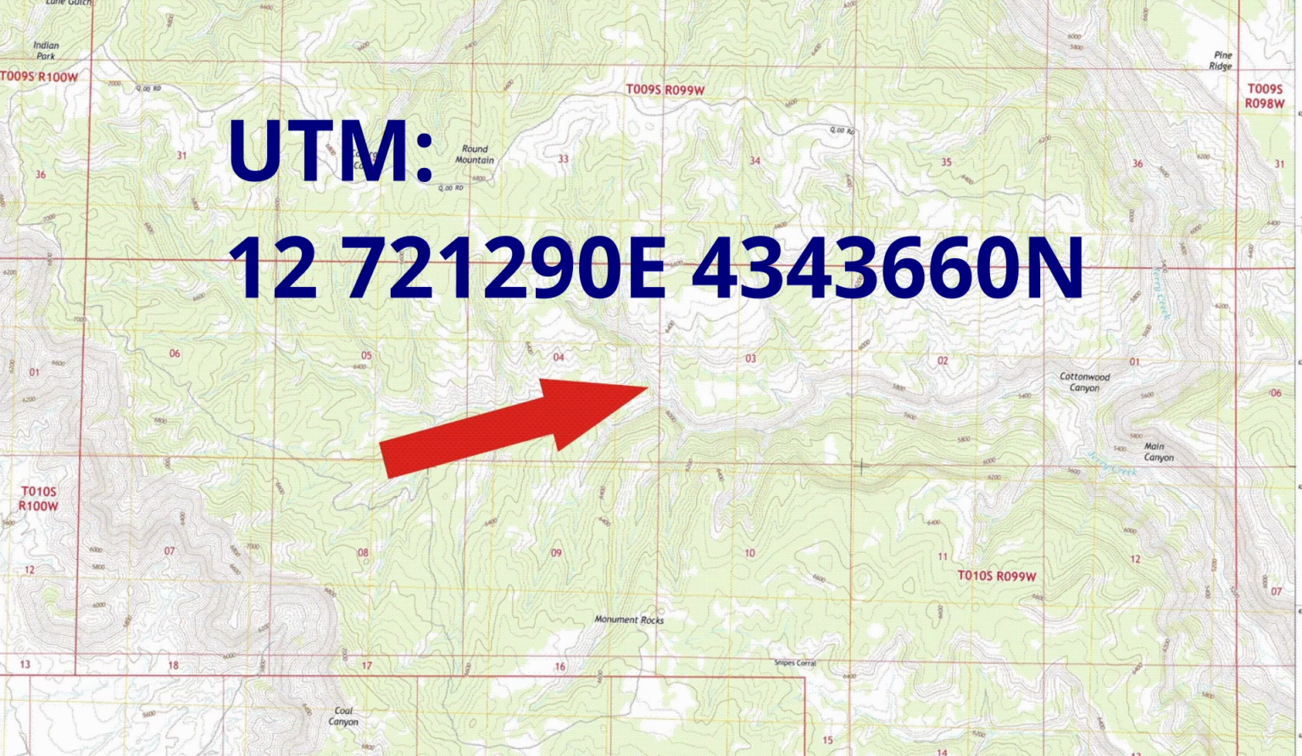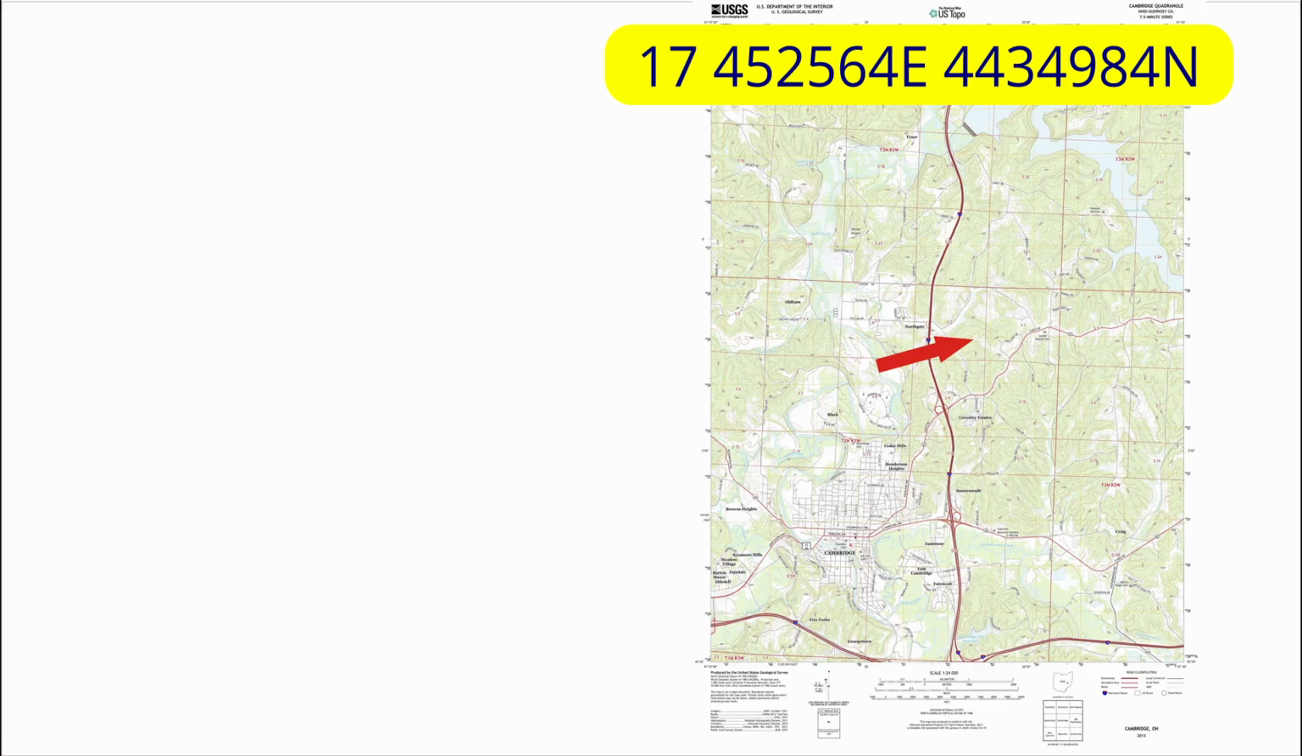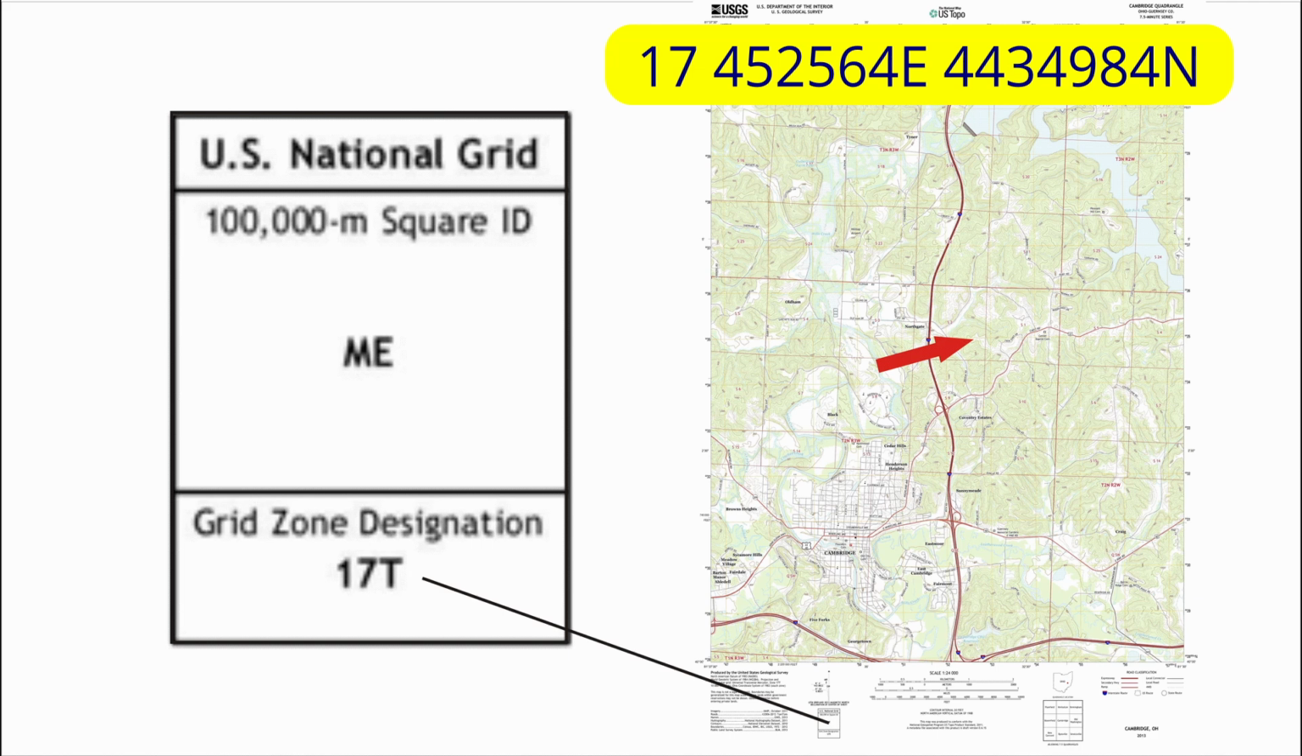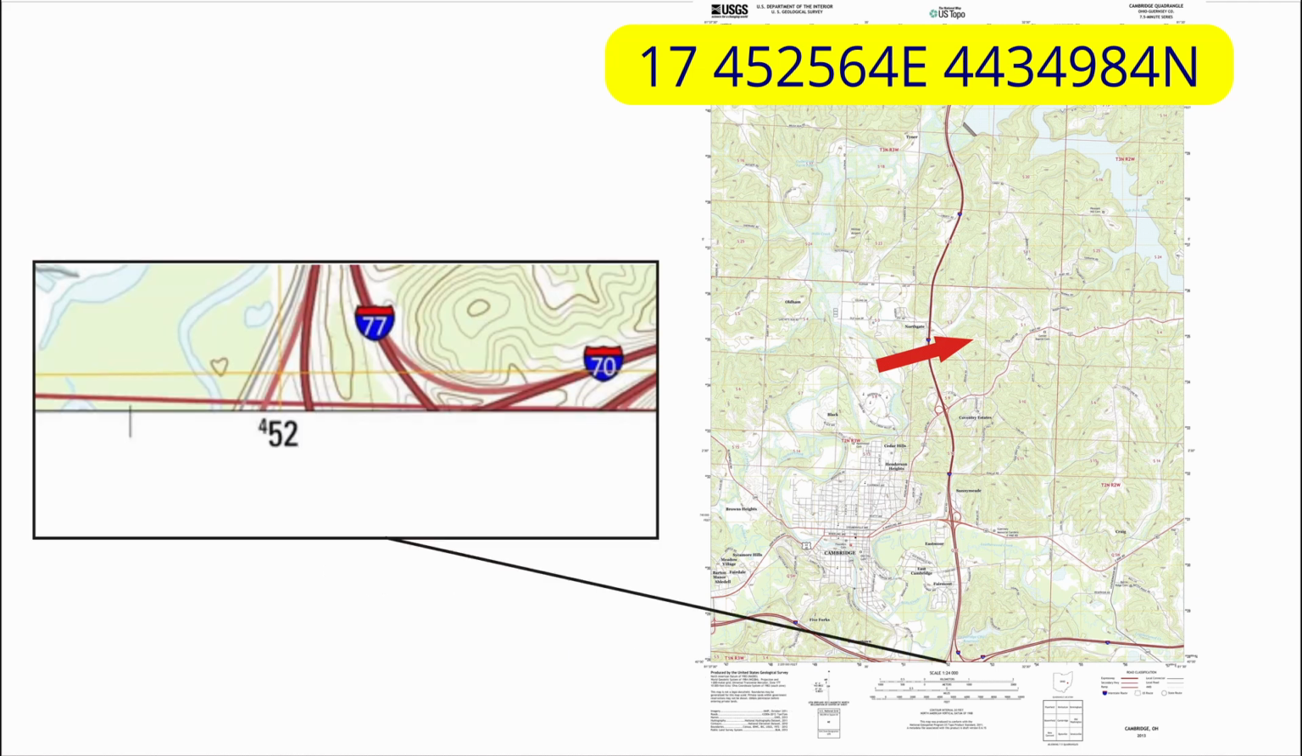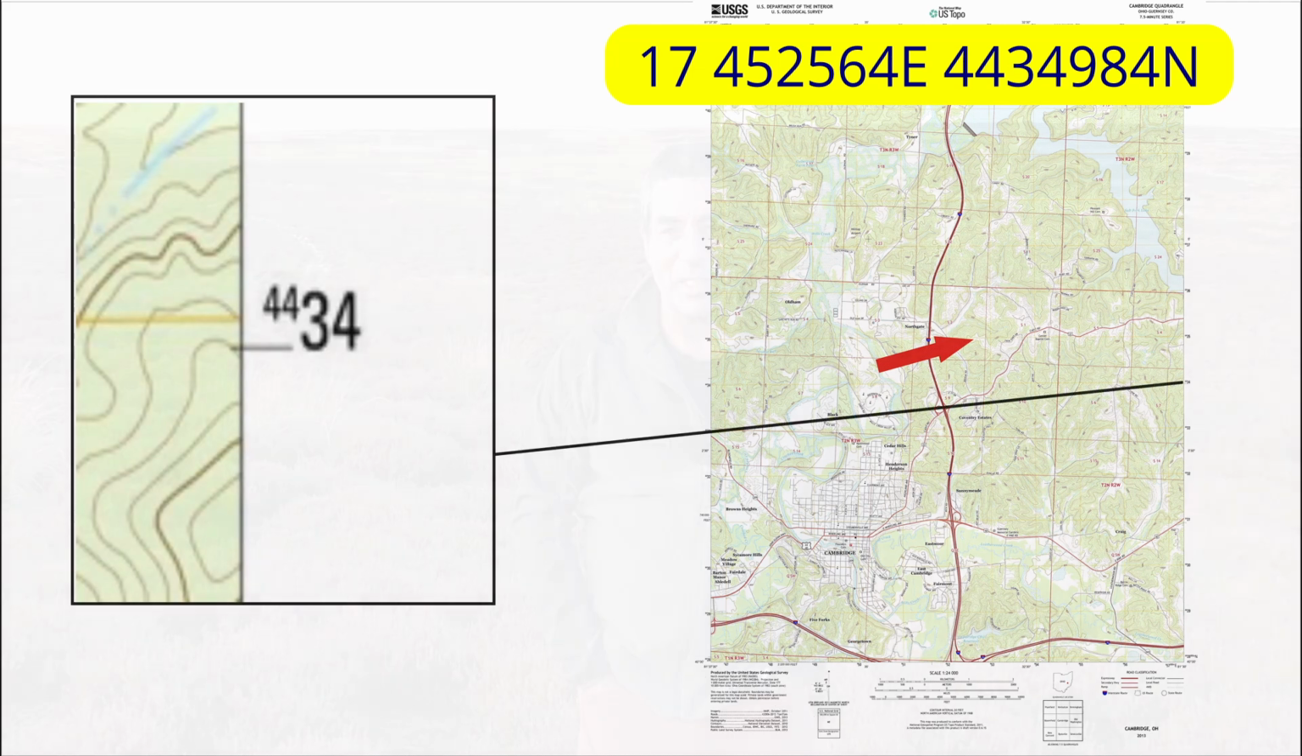So the full UTM of my campsite is 12 721290 east, 4343660 north. And that's it. So even though UTM coordinates may look complex due to the large numbers, they actually are really simple to use. But just don't forget, it's the zone followed by the easting followed by the northing, and that's UTMs.